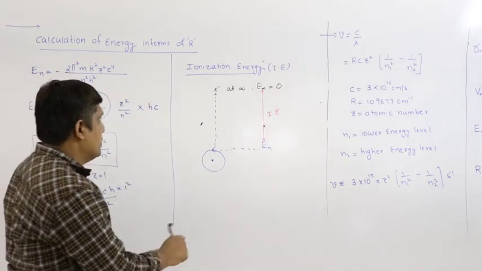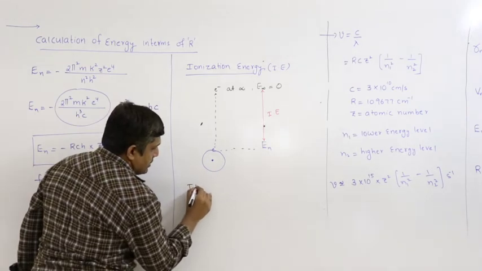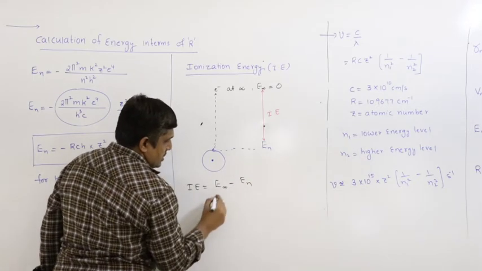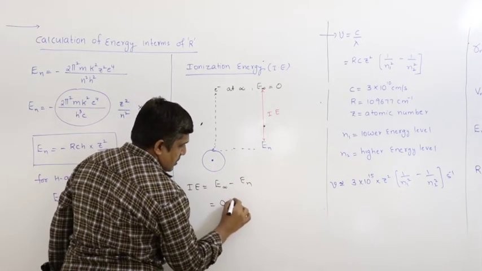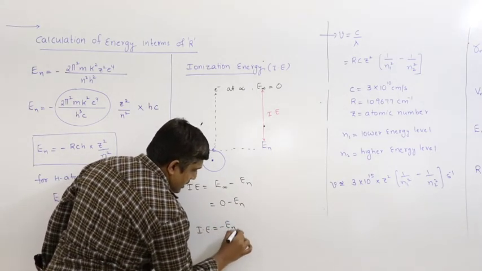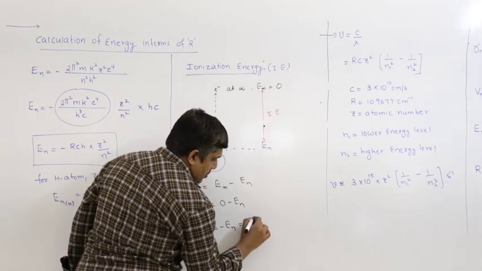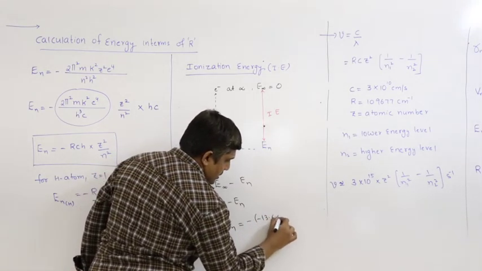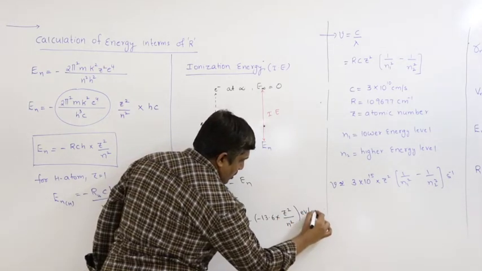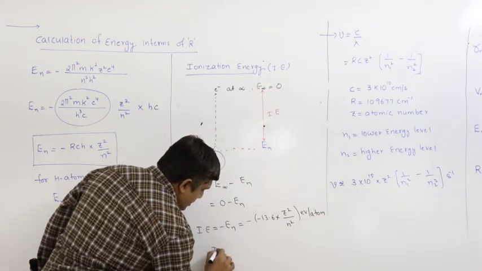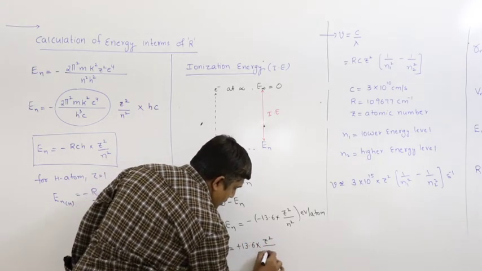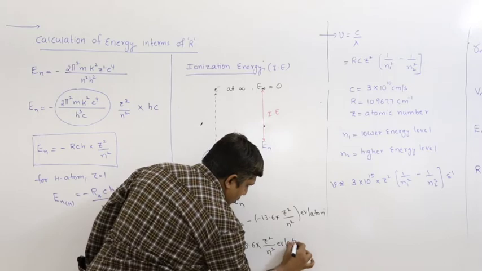So how do you calculate this? Ionization energy equal to E infinity minus En. What is E infinity? Energy of electron at infinity, that is 0 minus En. So ionization energy is minus En, which is equal to minus into minus 13.6 into Z square by N square electron volt per atom. So ionization energy equal to plus 13.6 into Z square by N square electron volt per atom.